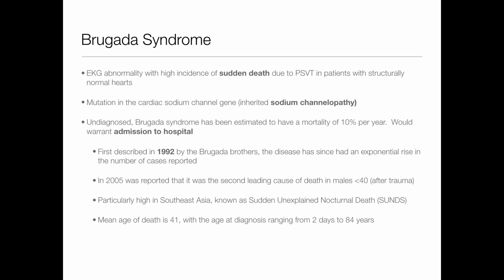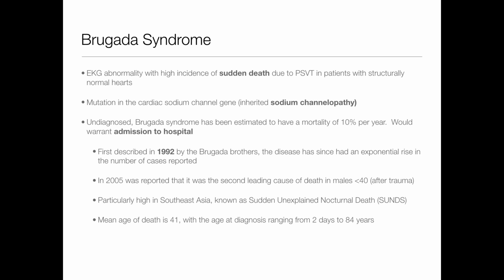dead and die. Now, what we've seen is this is a fairly new concept, a fairly new diagnosis that we're aware of. It was first described in 1992 by the Brugada brothers, and now that we have some awareness of it, we're detecting it more often. In fact, in 2005, it was reported that it was the second leading cause of death in males under the age of 40. So this is something that you very well may see in your practice down the road.